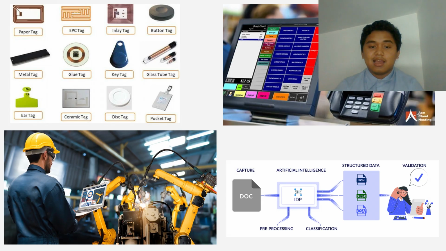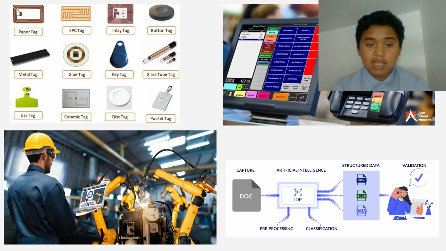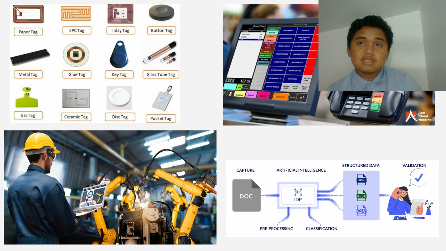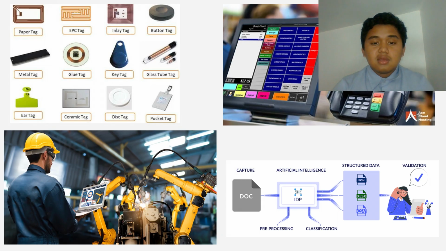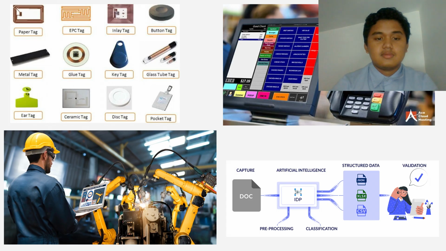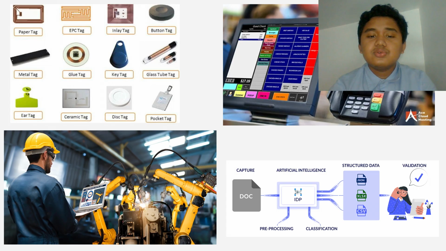Next, we have the inlay tag. It is like an RFID tag, but it can only contain the chip and antenna and is often in smaller sizes. Next, we have button tags. These are often seen in boutiques and department stores, used in products like jeans and etc. to keep track. Next, we have the metal tag. These are durable, usually metallic, and used in identification labels or markers used to attach information to an object, asset, or a person.